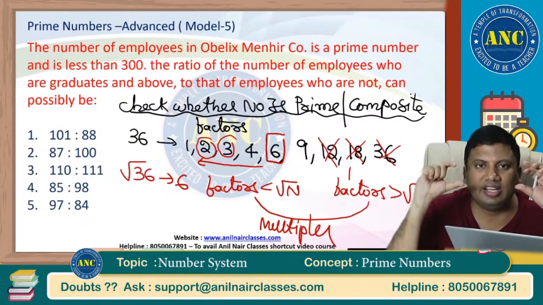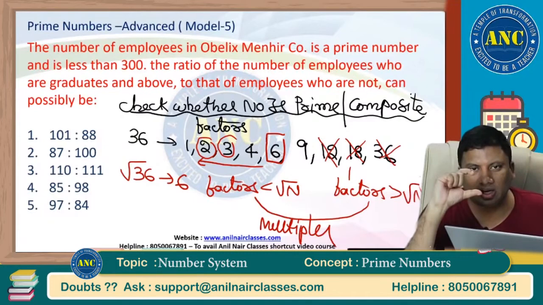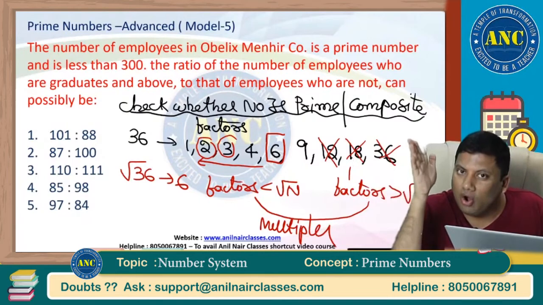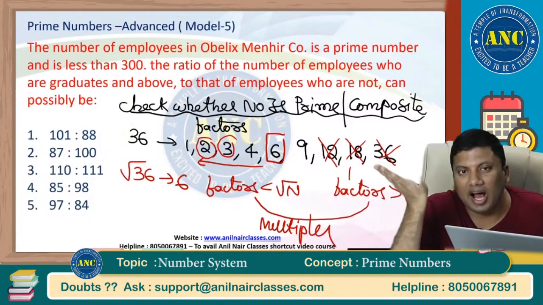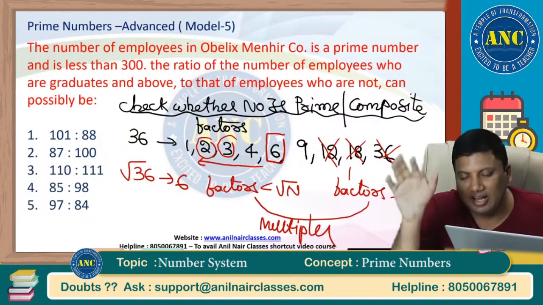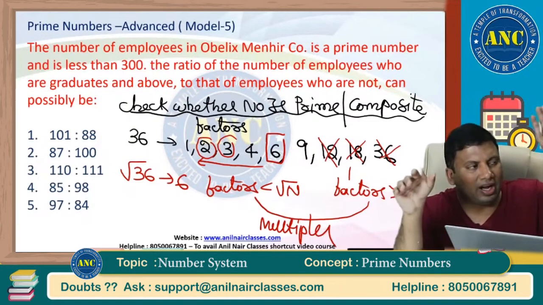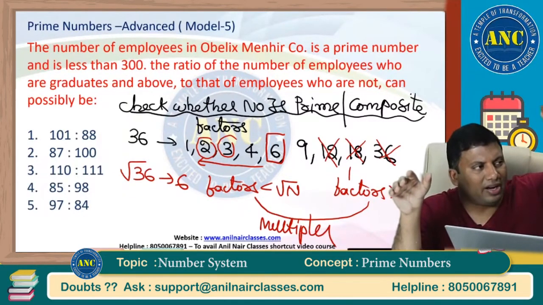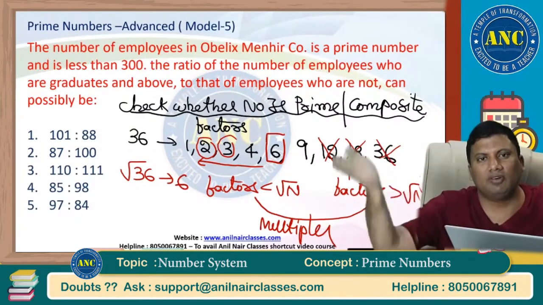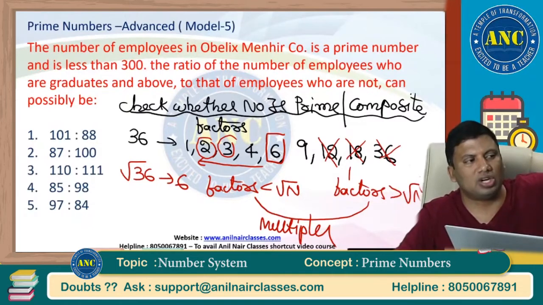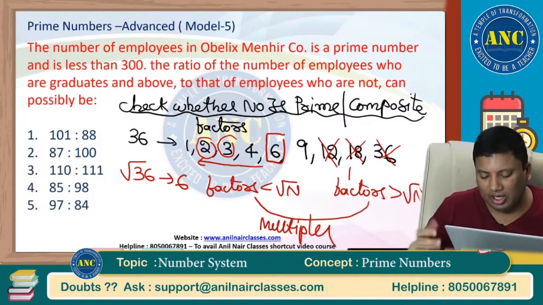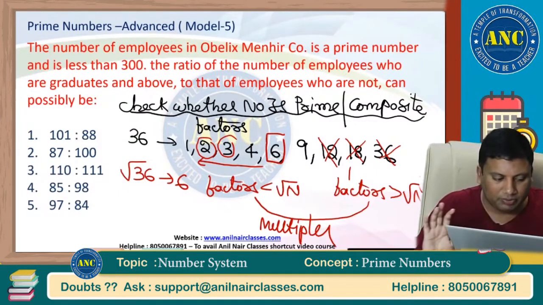That means if n is a natural number, write down root n. All the factors greater than root n are nothing but the multiples of the factors less than root n. I hope the idea is clear. That means if the given number is not divisible by any factor less than root n, automatically the factors greater than root n will be dropped. If it is not divisible by 3, 12 is out, 18 is out. I hope the idea is clear.